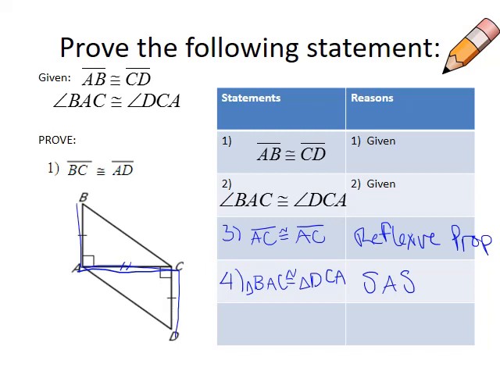So now that we have that the 2 triangles are congruent, we can then say that line segment BC is congruent to line segment AD because of corresponding parts of congruent triangles. They are congruent. So our last step is by CPCTC.